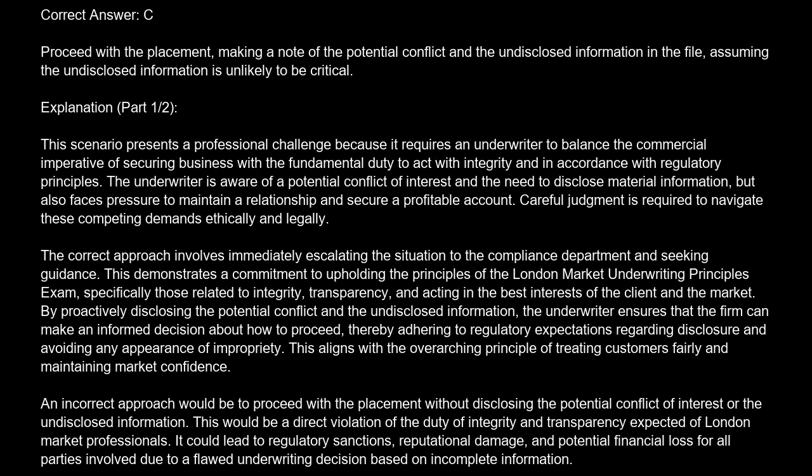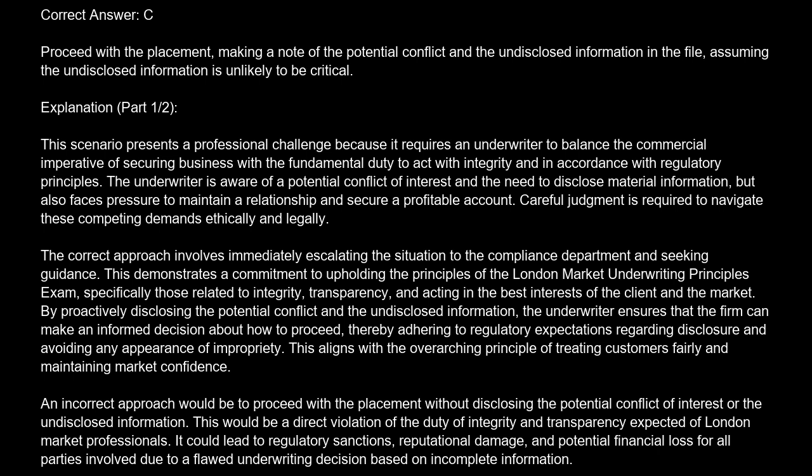Proceed with the placement, making a note of the potential conflict and the undisclosed information in the file, assuming the undisclosed information is unlikely to be critical. Explanation. This scenario presents a professional challenge because it requires an underwriter to balance the commercial imperative of securing business with the fundamental duty to act with integrity and in accordance with regulatory principles.